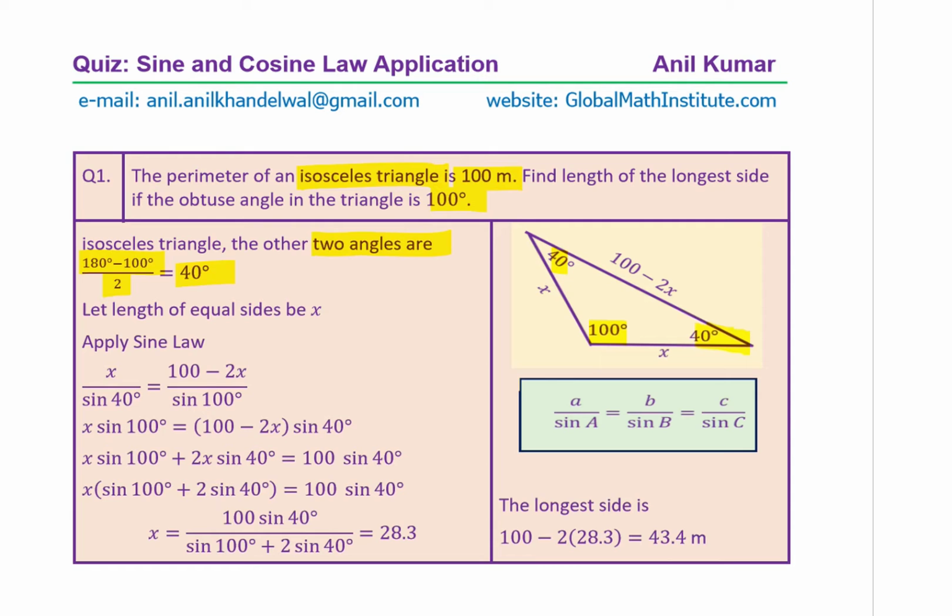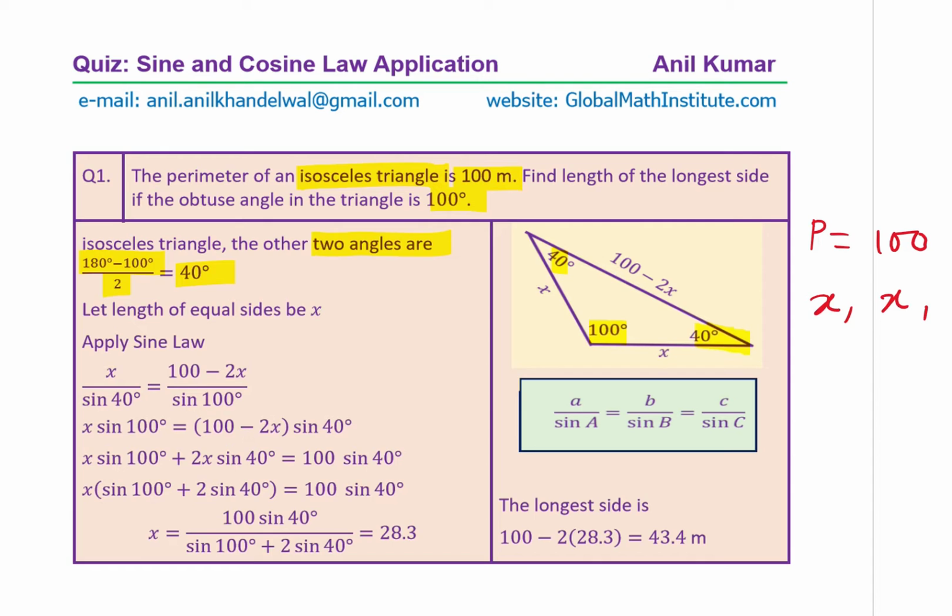Now we are also given that the perimeter is 100. So we are given that the perimeter P is 100. If we assume that one of the sides is x, then one is x, the other one is also x, so we get 2x here.